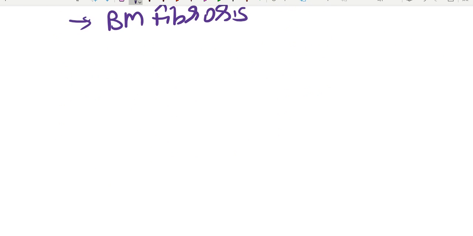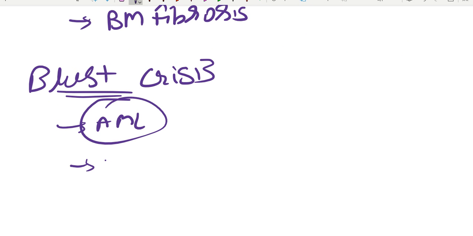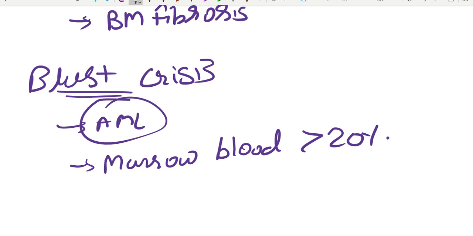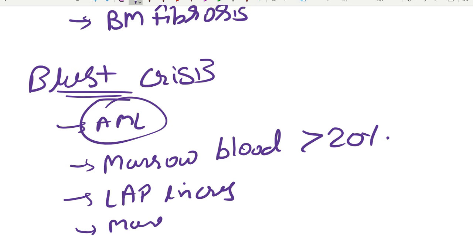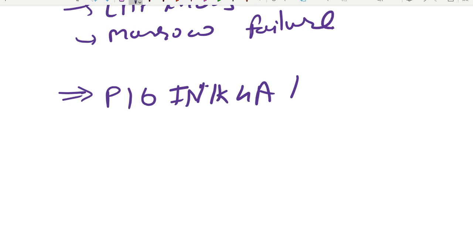Blast crisis or blast phase mostly resembles AML, in which marrow or blood blast is more than 20%. LAP is increased. Marrow failure is there. We see the new chromosomal abnormality which occurs in the accelerated phase, which is P16INK4A ARF.